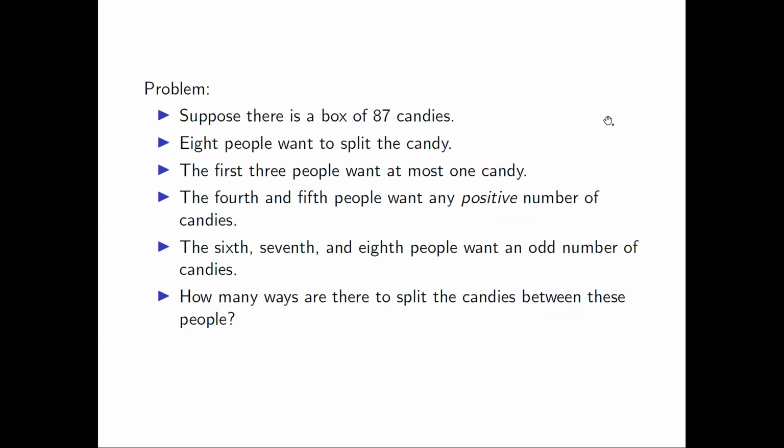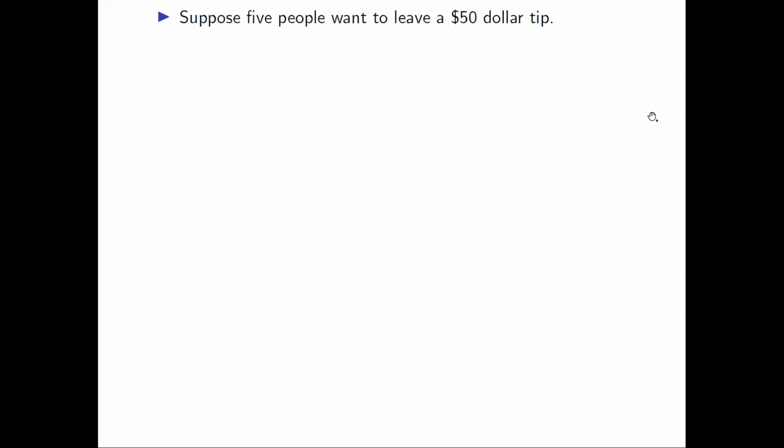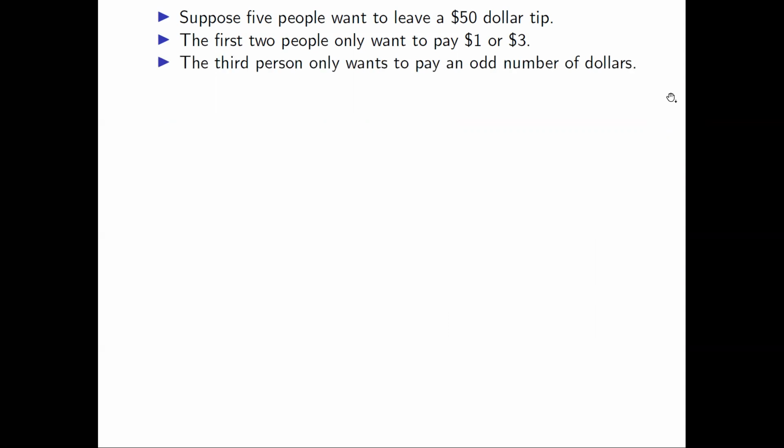So let's move on to a similar kind of problem with a different setup. Suppose now that you have 5 people who are trying to leave a $50 tip, and each of them wants to leave an integer number of dollars. The first 2 people only want to pay $1 or $3. The third person is okay paying any odd number of dollars. So odd number of dollars, just to emphasize, is 1, 3, 5, 7, and so on. Any odd number of dollars is okay.